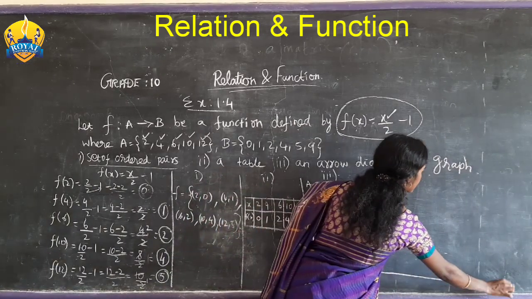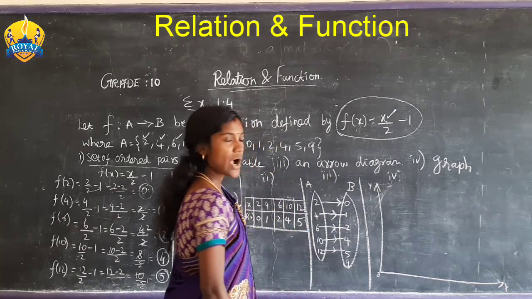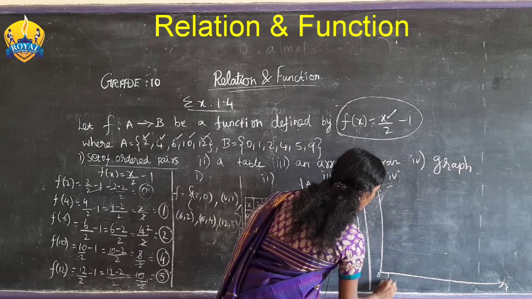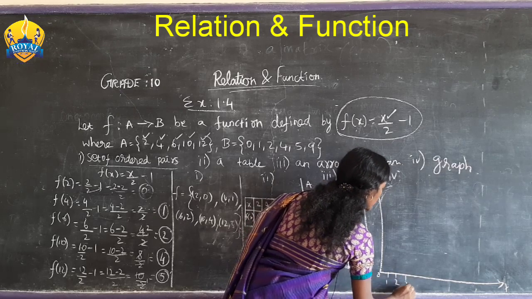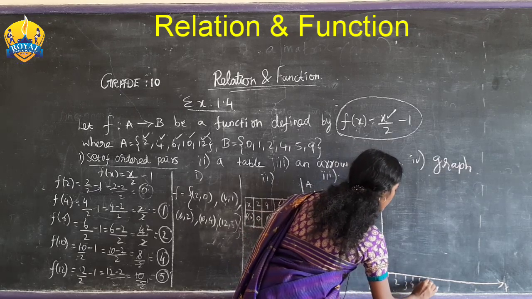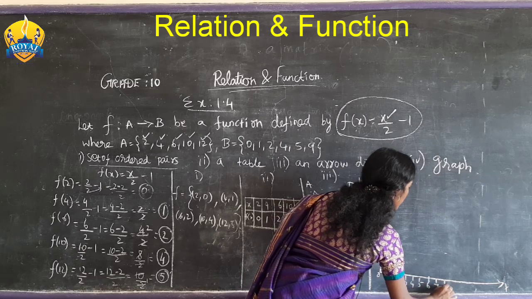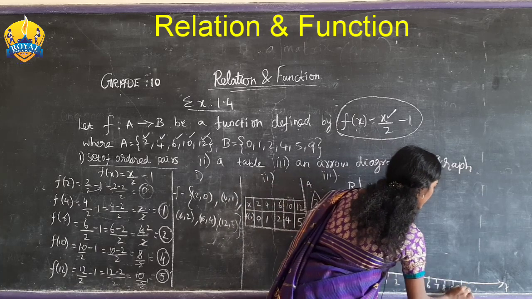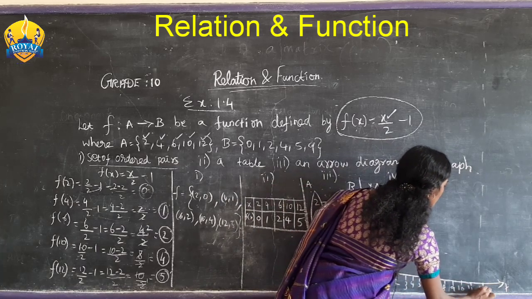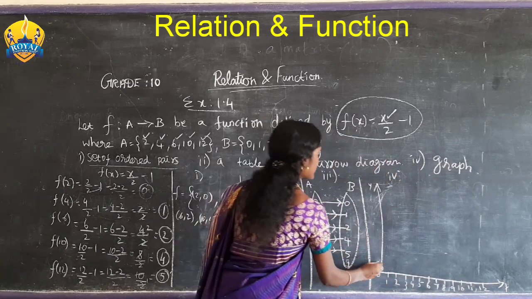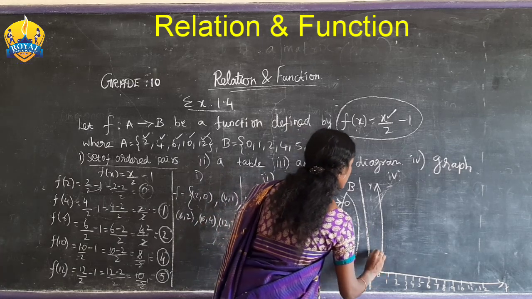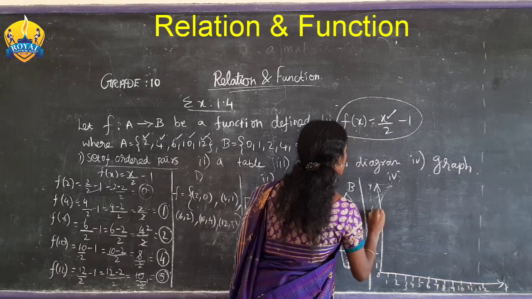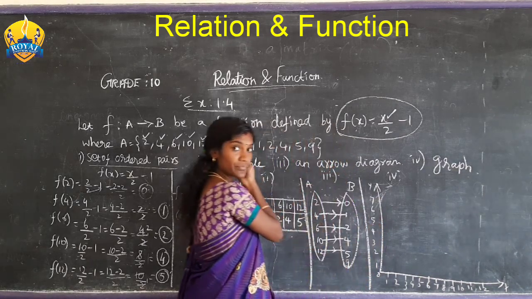This is the x-axis, this is the y-axis. You have to write the values of the x-axis in this place: 1, 2, 3, 4, 5, 6, 7, 8, 9, 10, 11, 12. On the y-axis: 1, 2, 3, 4, 5, 6, 7.